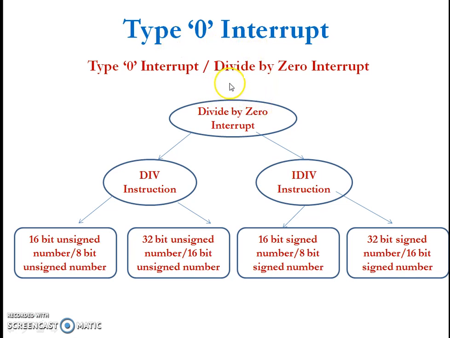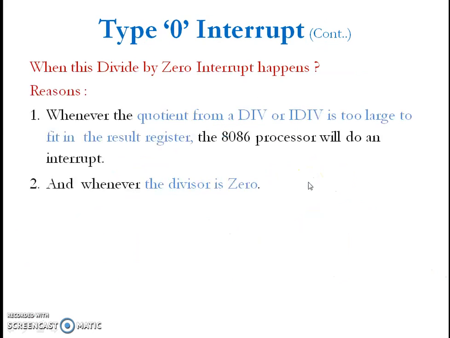This occurs due to the division operation. There are 2 types of division operations for 8086. One is div and another one is idiv instruction. When this divide by 0 interrupt happens, there are 2 reasons: whenever the quotient from a div or idiv is too large to fit in the result register, or whenever the divisor is 0.